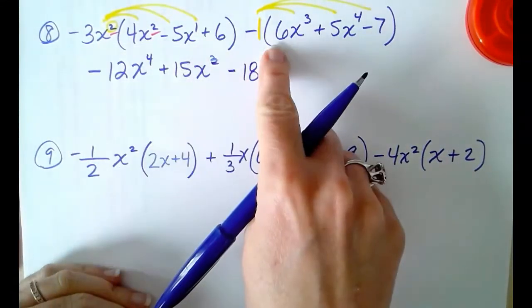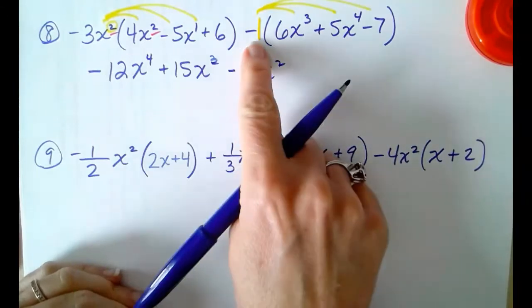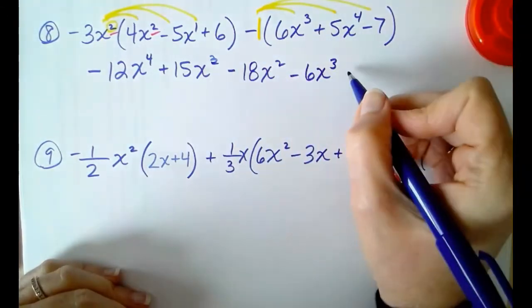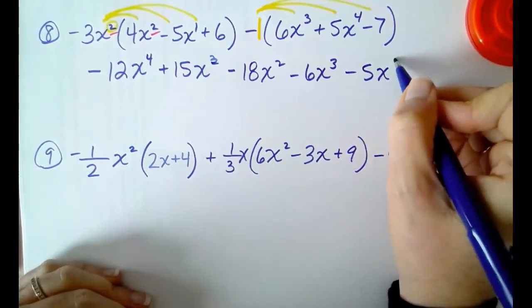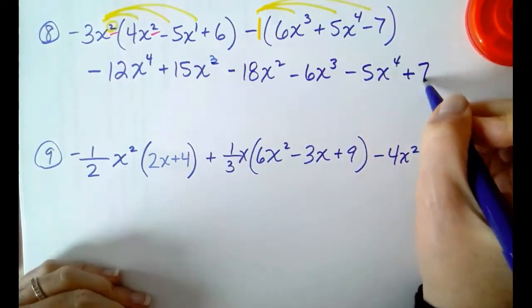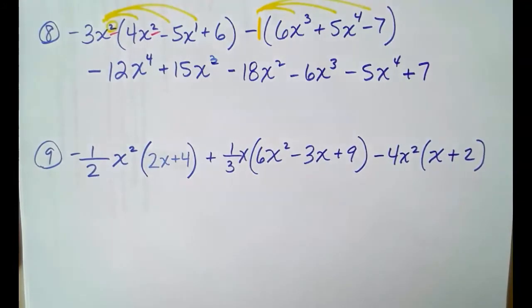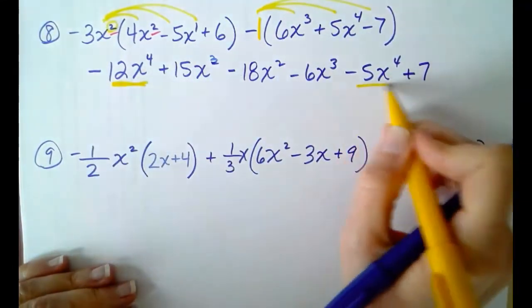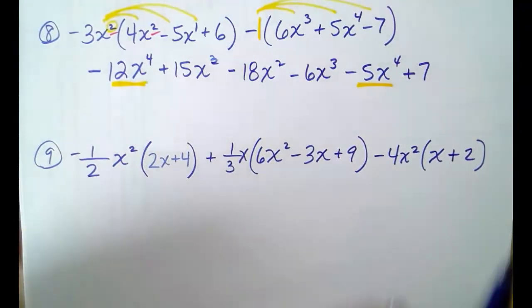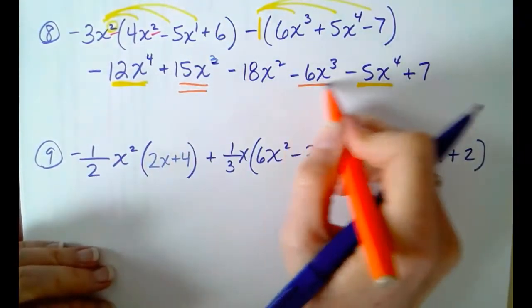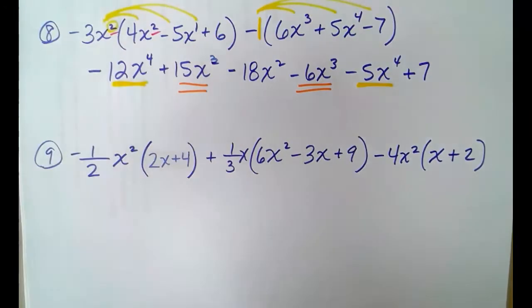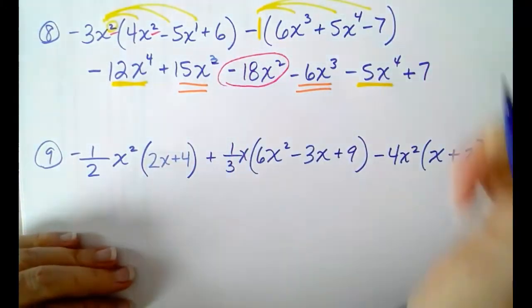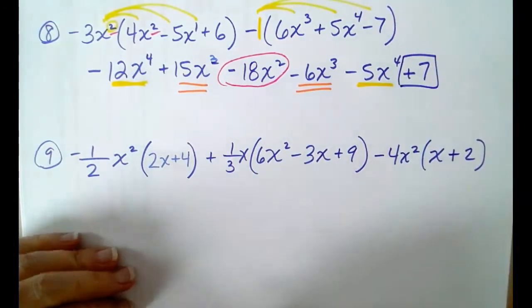We distributed the negative 3x squared. Now distribute the negative 1: negative 6x cubed, negative 5x to the 4th, and plus 7. Now let's corral the like terms. Here's an x to the 4th, there's an x to the 4th. Here's an x to the 3rd, there's an x to the 3rd. Then we have an x squared, and then we have a constant.